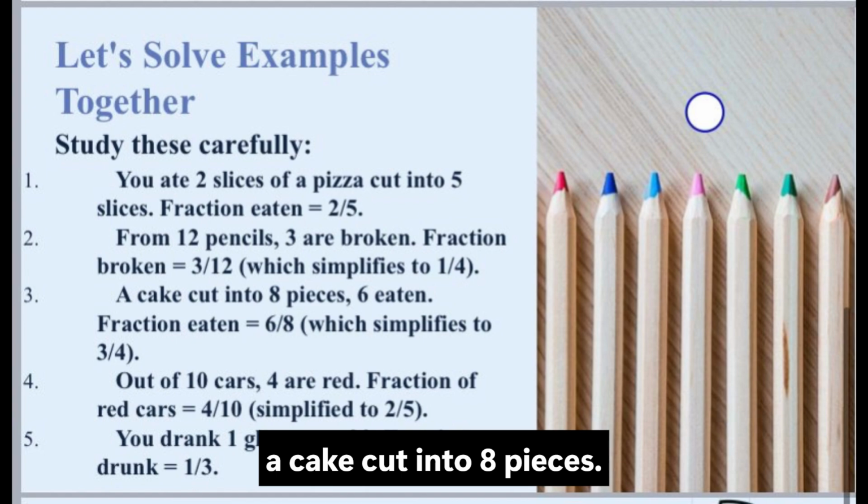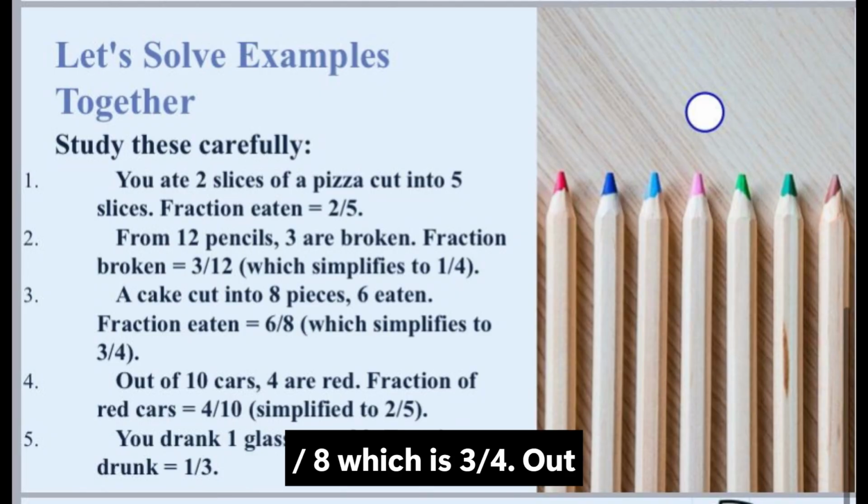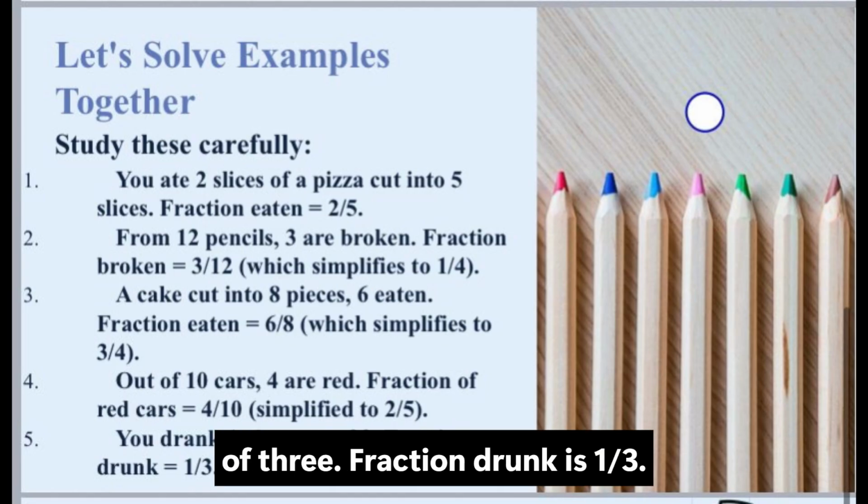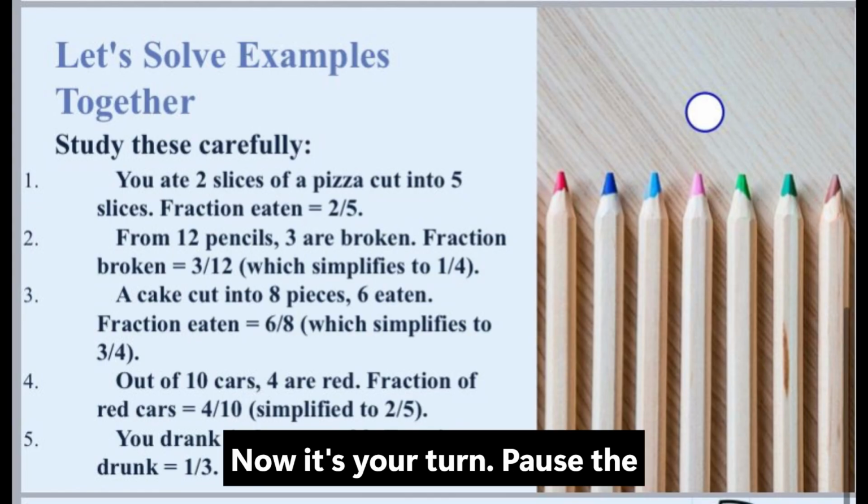A cake cut into 8 pieces, 6 eaten. Fraction eaten is 6/8, which is 3/4. Out of 10 cars in a parking lot, 4 are red. Fraction of red cars is 4/10, or 2/5. You drank 1 glass out of 3. Fraction drunk is 1/3.